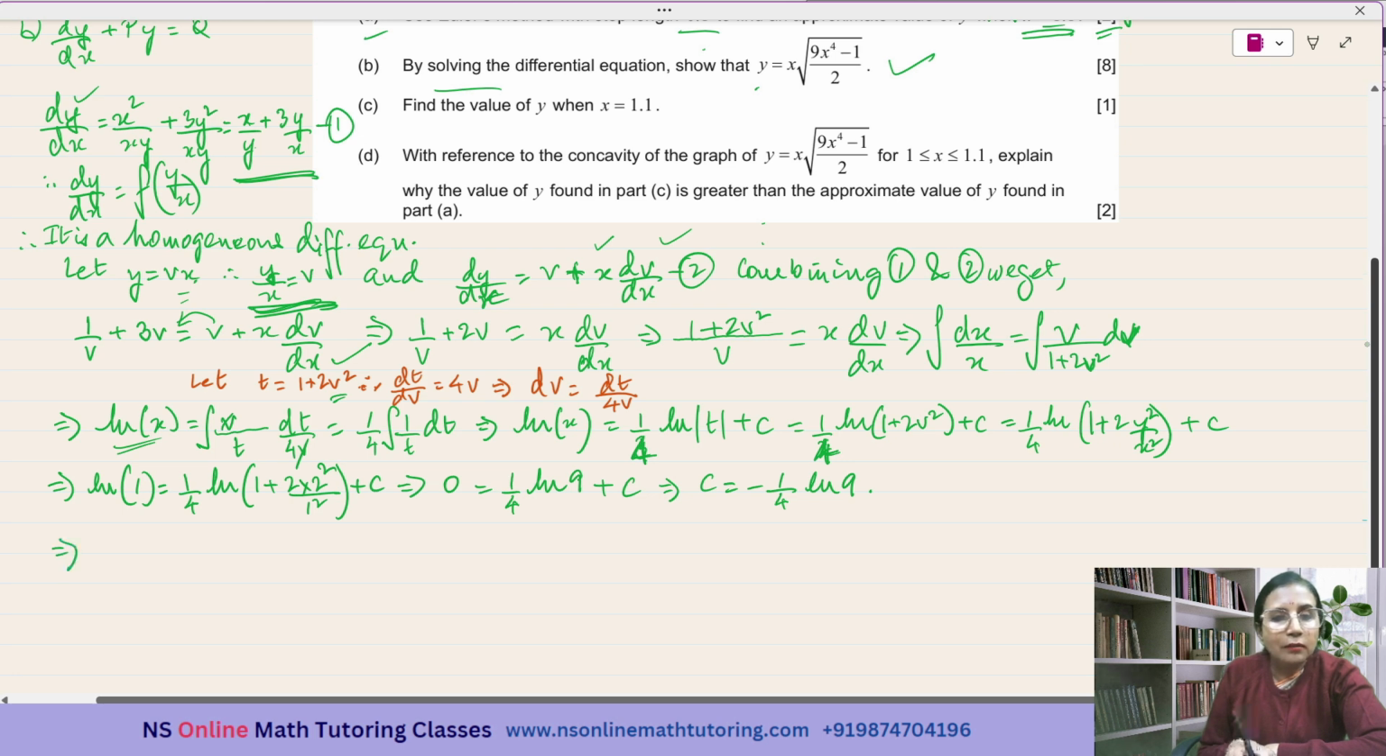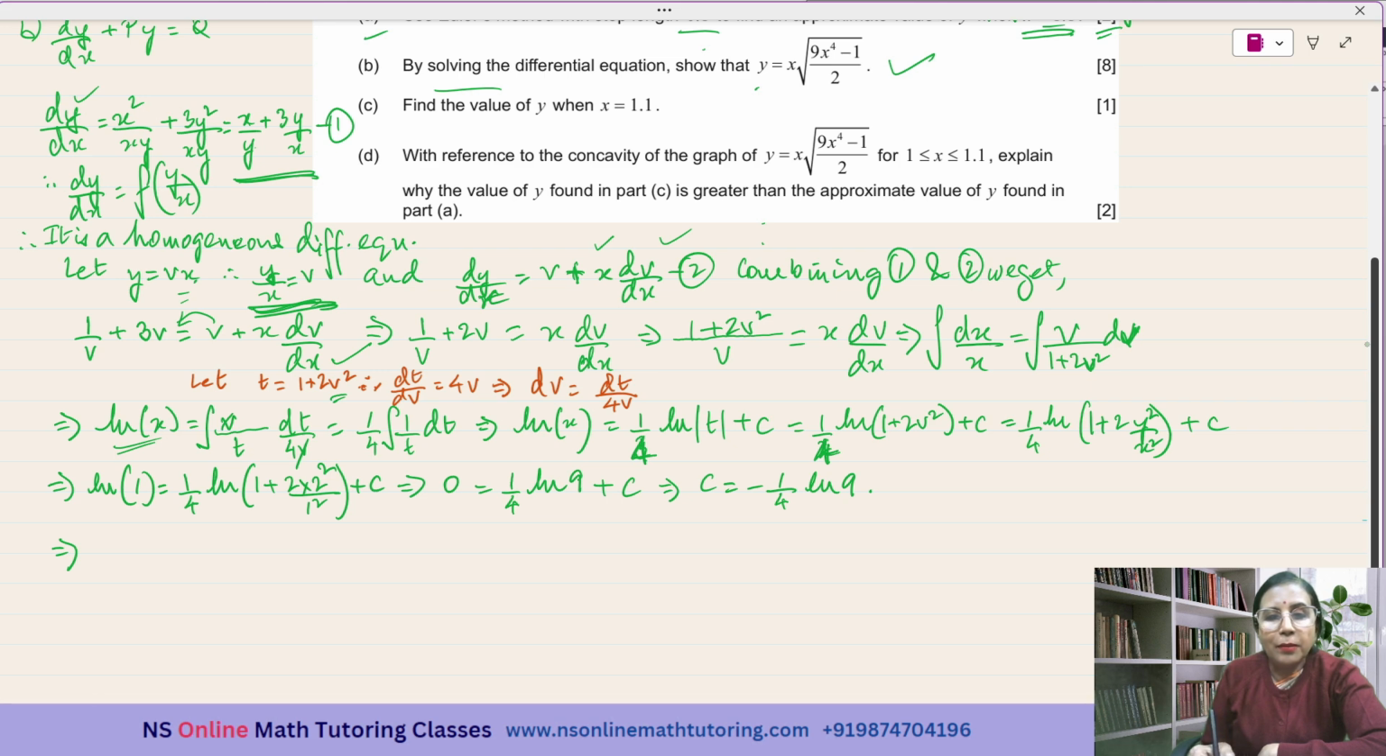Now I can write in place of c, I will be writing this. So it is ln of x. Since c is a negative number, I can bring c to this side on the left hand side. So I am taking ln of x plus ln of 9 to the power of 1/4.